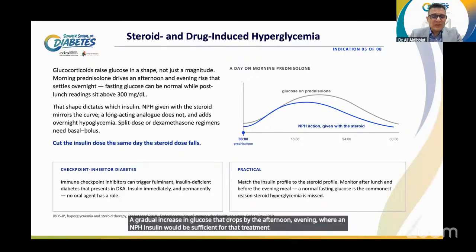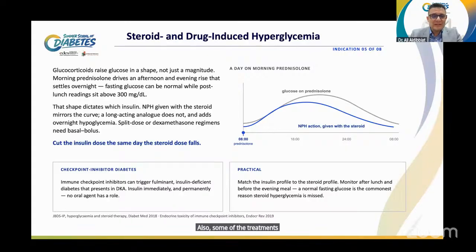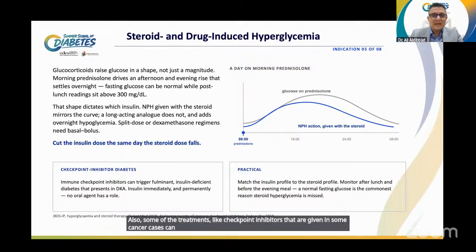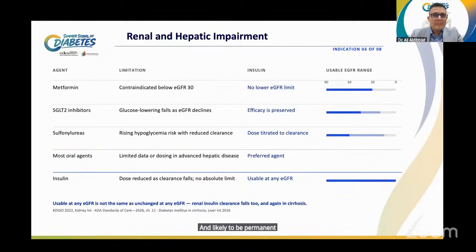Also, some of the treatments like checkpoint inhibitors that are given in some cancer cases can result in fulminant pancreas failure, beta cell failure. And in those cases, the patient presents like a decompensated, newly diagnosed type 1 diabetes, where insulin therapy needs to be given immediately and is likely to be permanent.